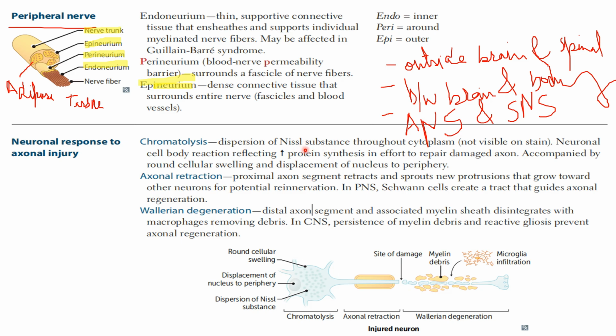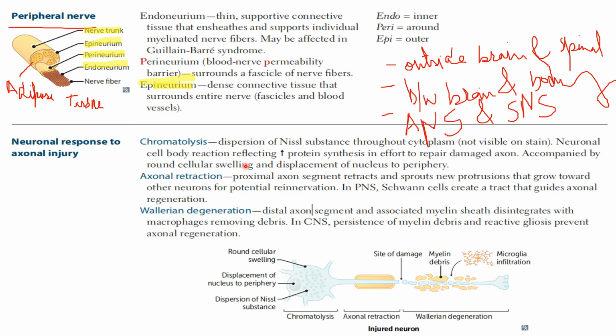Basically, they're talking about the ribosomes, the rough endoplasmic reticulum. So the spread of the ribosomes happens throughout the cytoplasm, and here we see the neural cell body reaction. Chromatolysis happens because when any injury happens to the axon, there's an increased demand for protein synthesis.